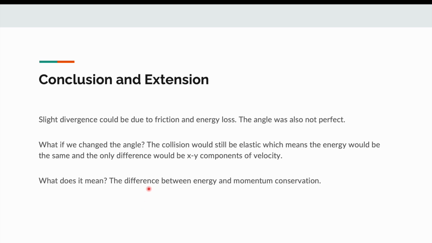And now what is the difference between energy and momentum conservation? Well, in an elastic collision, there will be energy conservation. The kinetic energy is conserved, while in an inelastic collision, the momentum will be conserved and there will be a loss in energy.